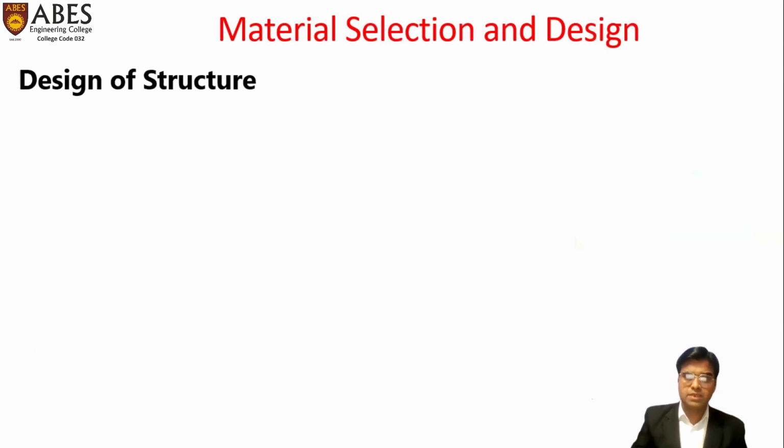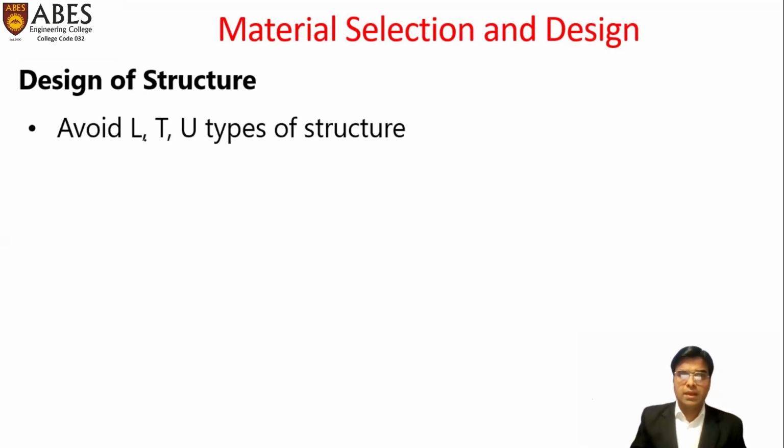Now about the design of the structure. While designing the structure, we should also take care of certain rules so that the corrosion can be minimized. For example, L, T, and U kinds of structure should be avoided. These types of structure have larger number of angles, corners, and edges. So these are difficult to clean. Surface treatment is very difficult in such structures. So these structures should be avoided as far as possible.